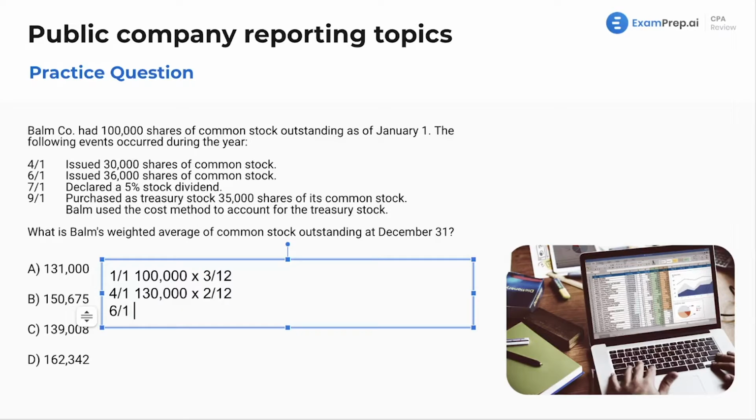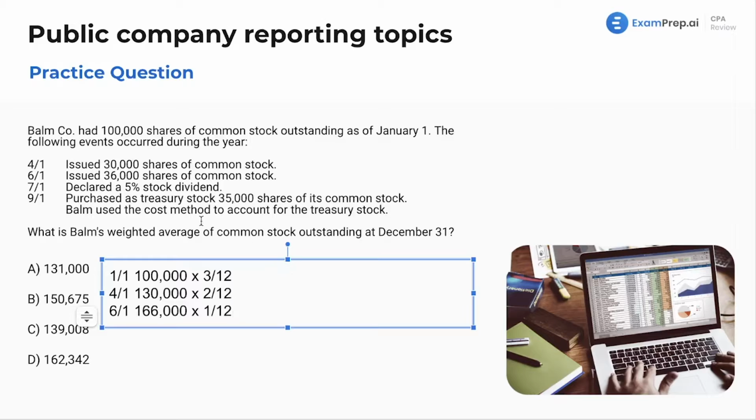Next up, on 6/1, what happened there? Well, simply, it's just another share issuance. Nothing crazy happened. So if we do a little addition, we add 36,000 to our 130. That gives us 166,000. And for how many months was that outstanding? Well, the next change happened at 7/1. So 1 out of 12 months.